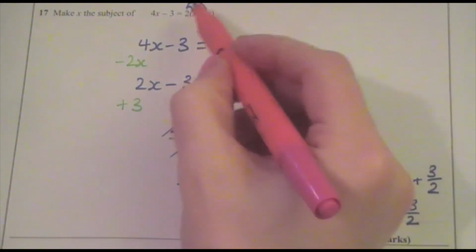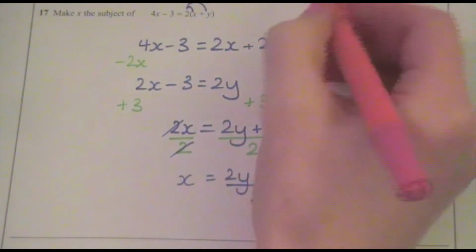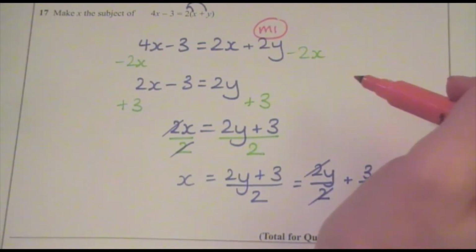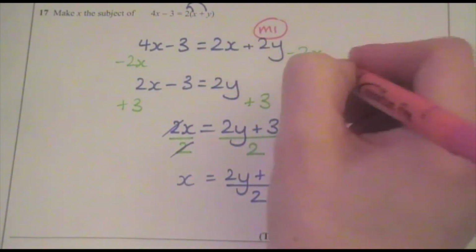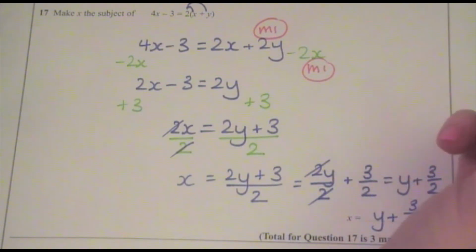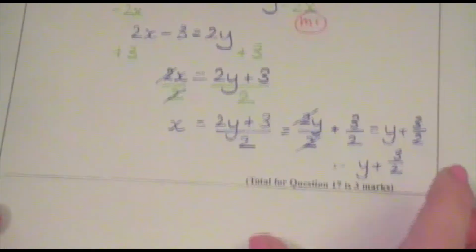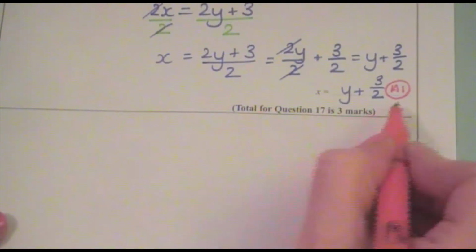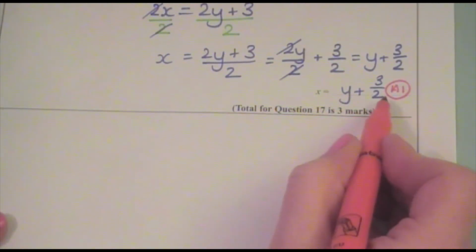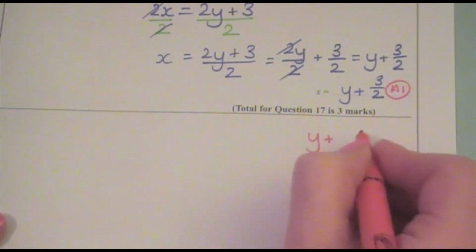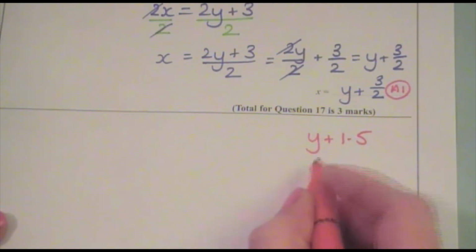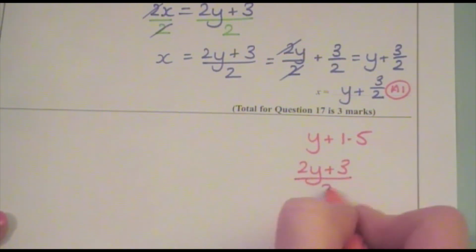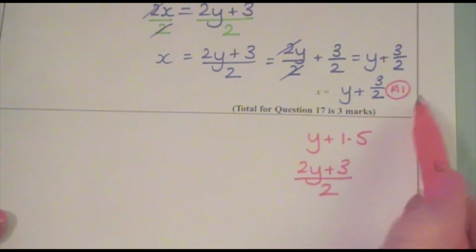My first mark then is for an attempt to expand the brackets. Okay, so that's where I'm going to get my first method mark. My second method mark is for attempting to get x on one side of the equation, which I did here. And my final mark is for getting my answer. Now, according to this mark scheme, to get that answer mark, you could write it as y plus 3 over 2. You could also have written it as y plus 1.5, and you could have also left it in the form that we had at the beginning, which was 2y plus 3 over 2. Any of those answers would have got you that A1 mark.